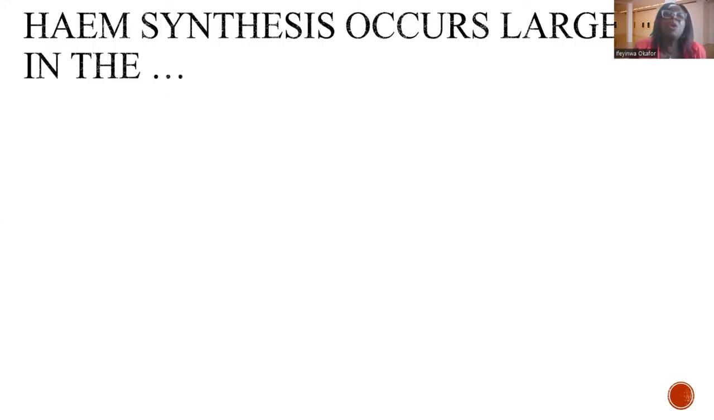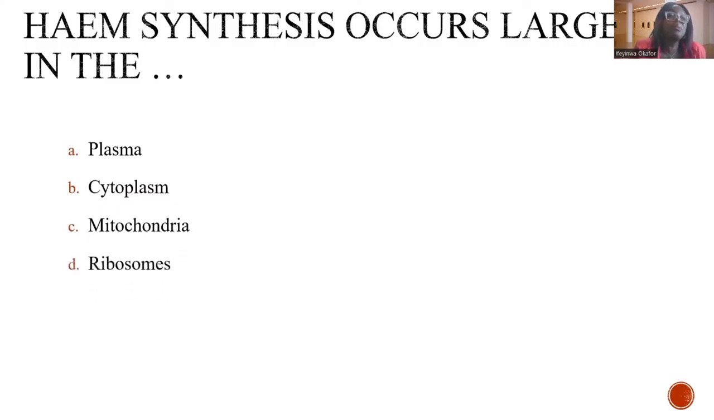Heme synthesis occurs largely in the plasma, cytoplasm, mitochondria, ribosomes. Answer C, mitochondria. Heme synthesis occurs largely in the mitochondria.